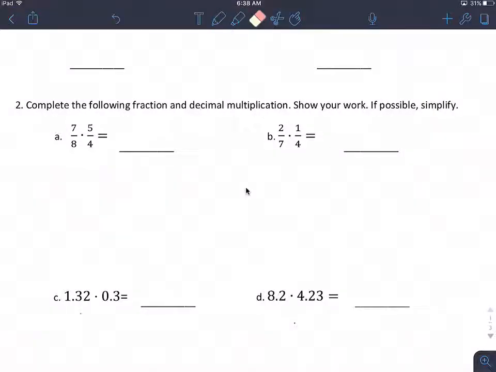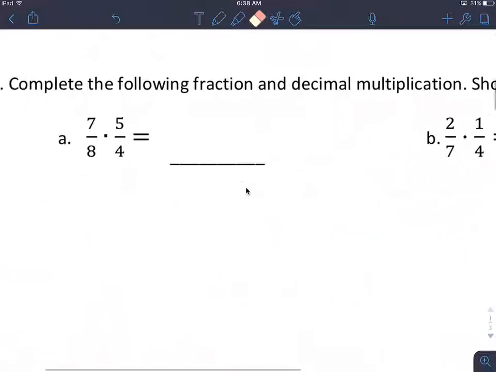All right, this section is complete the following fraction and decimal multiplication, show your work, and if possible, simplify. So this is number 2 on the end of try review. So let's start with fractions. We'll start with 7/8 multiplied by 5/4.